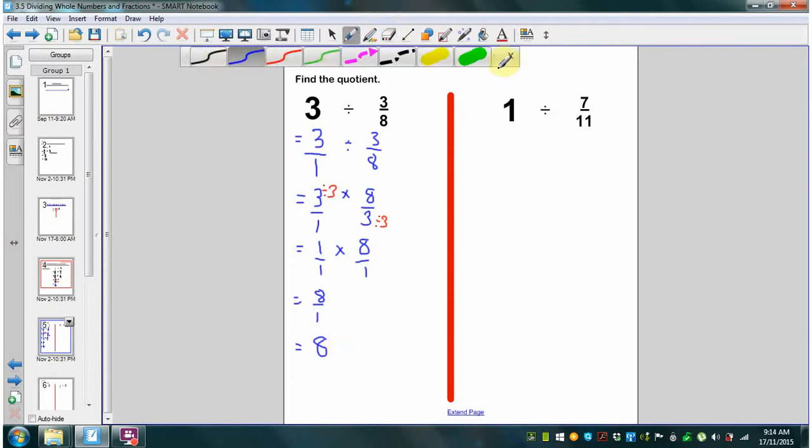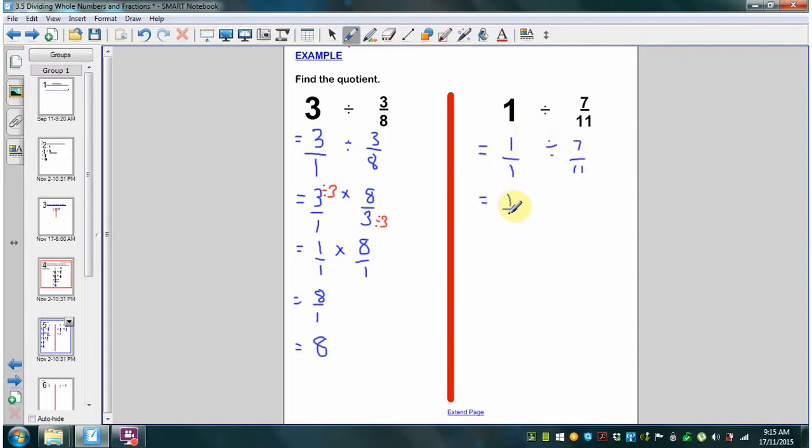Now, come over here. Alright, write this example down. I'm going to do it together with you. Same thing. First we write our whole number as a fraction, 1 over 1. And I'm just going to copy this down for right now. Good. Now, we're dividing. So when we divide, we keep our first fraction. Keep, change, flip. Okay, don't do anything with this.